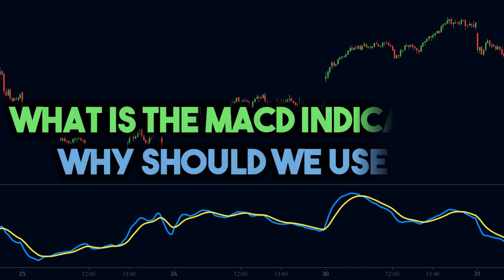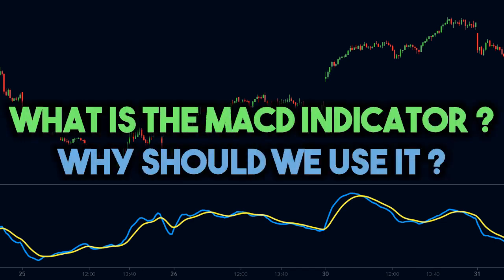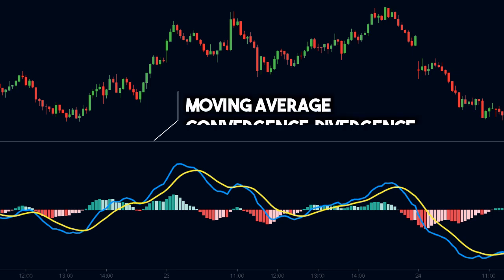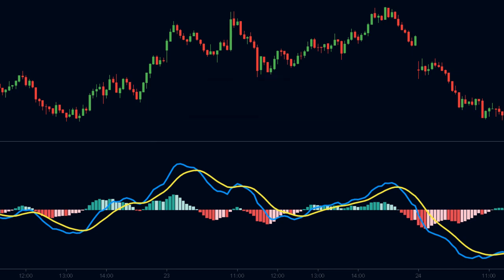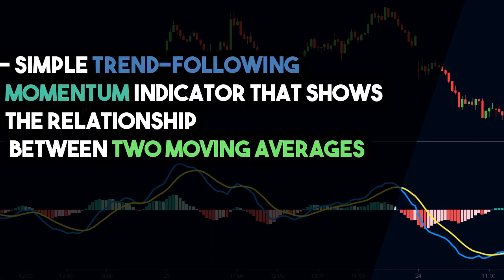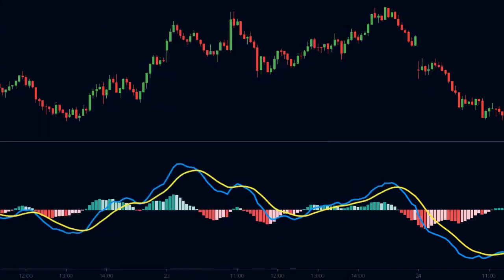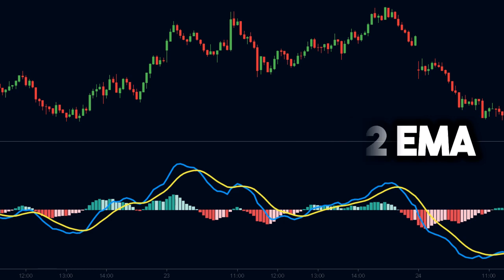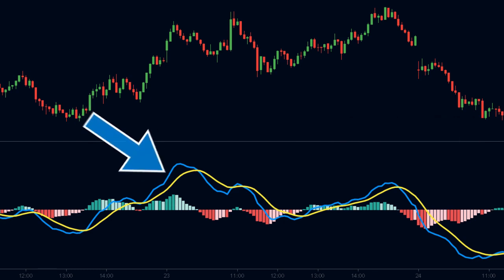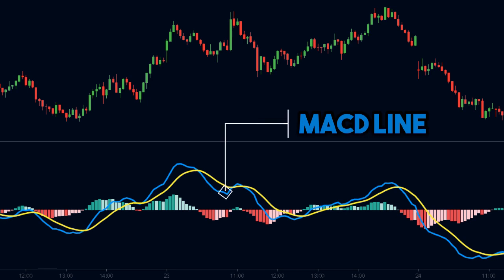Firstly, let us understand what is the MACD indicator and why should we use it. MACD stands for Moving Average Convergence Divergence. The MACD indicator is a simple trend following momentum indicator that shows the relationship between two moving averages of the asset. It is calculated by subtracting the 26-period exponential moving average from the 12-period EMA. The result is plotted on the chart with the blue line. This is called the MACD line.